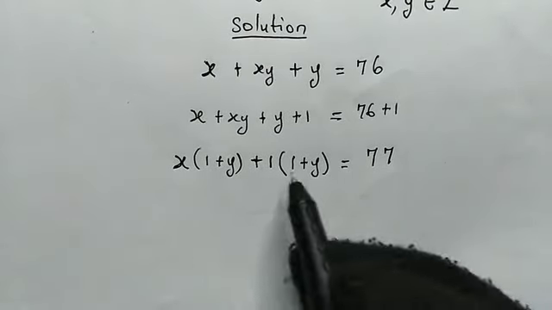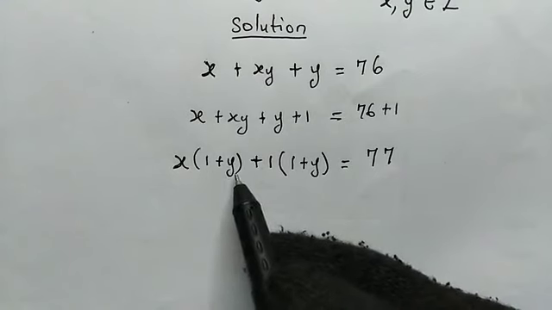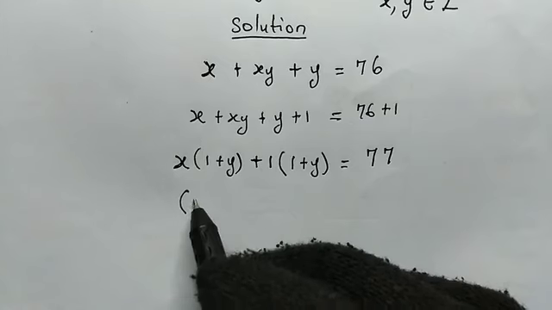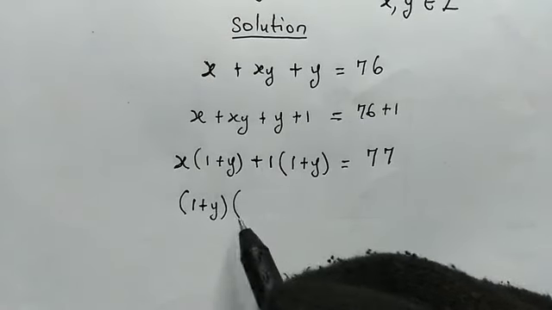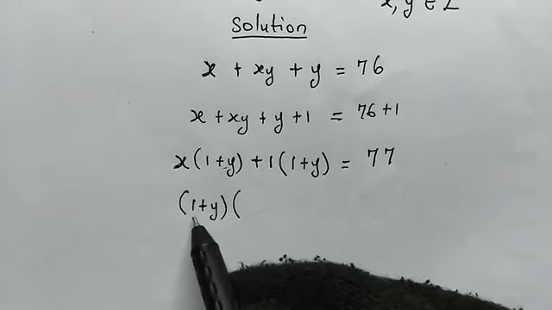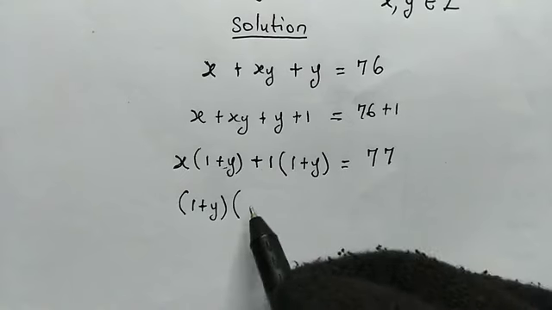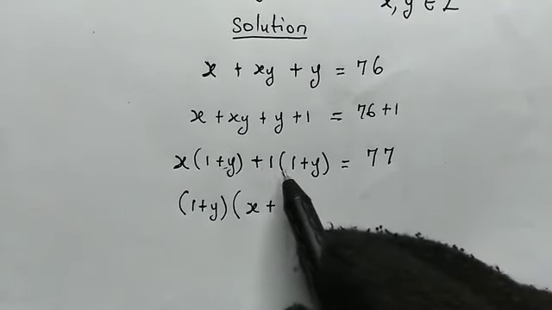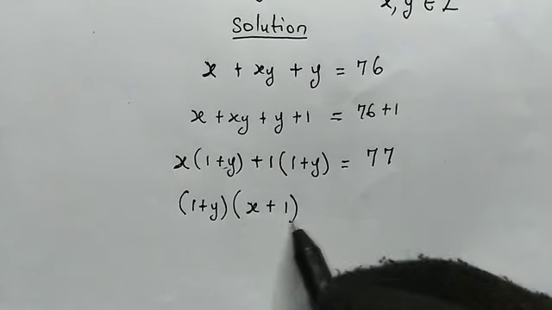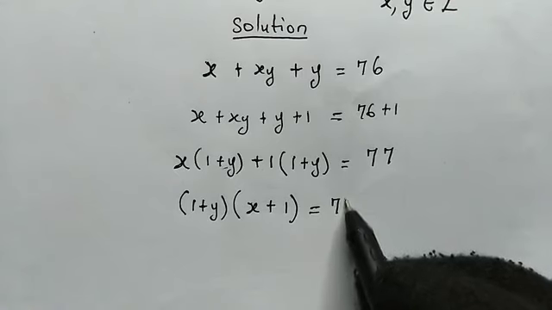Now look at this equation on the left hand side. 1 plus y is common. So we have 1 plus y, then in brackets, this term divided by this will give us x, plus this term divided by this, we're left with 1. Then this is equal to 77.